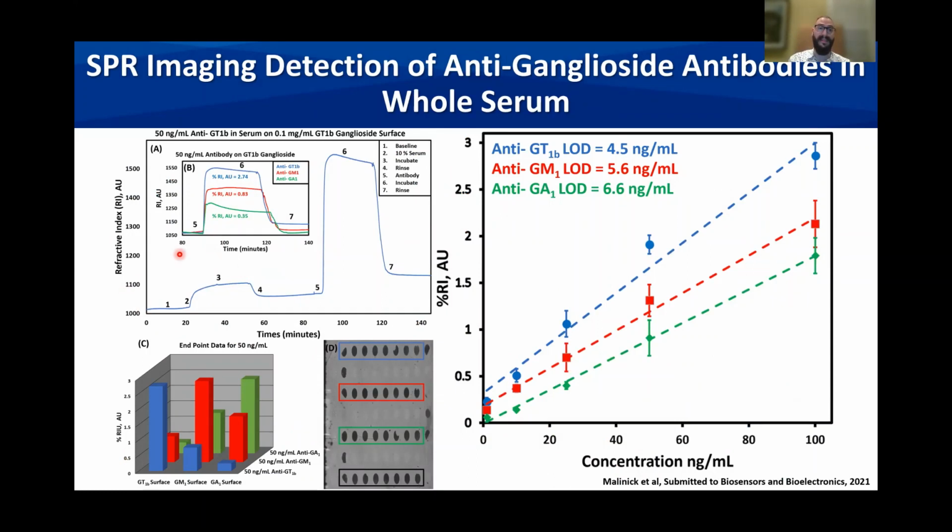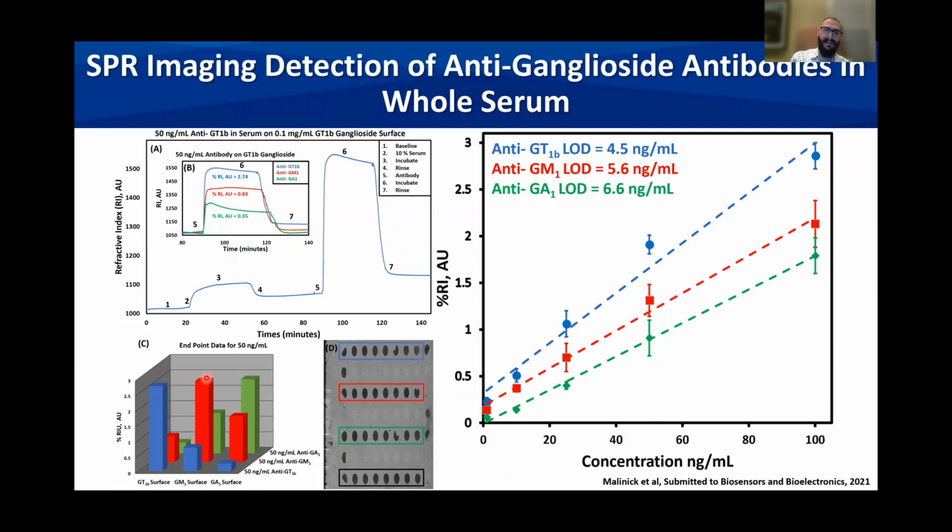So the first step is we saturate the surface with 10% serum, which reduces the amount of non-specific binding and cross-reactivity when we introduce the spiked whole serum samples. As you can see here, there's a massive shift due to the amount of serum, but once we introduce the rinse period, we get that specific antibody-antigen interaction. But we investigate that with the different investigated antibodies, on each one of their ganglioside surfaces. And you can see here there is a difference after the rinse cycle.